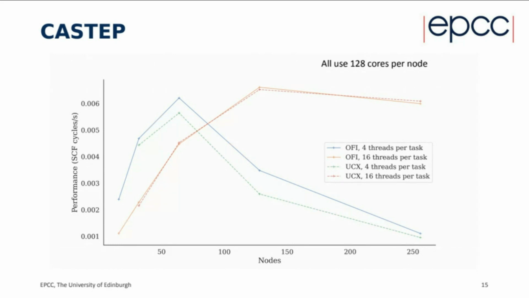But it's interesting to go further here because it could reveal differences in the performance of the MPI routines for the different transport protocols. But in this case, there isn't any difference. If you look at the 16 threads per task curves here, the orange ones, the dashed line is the UCX and the solid line is OFI. So actually the performance is essentially identical between the two transport protocols for this CASTEP benchmark.